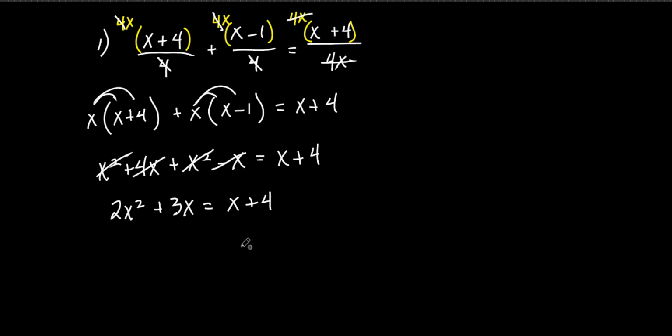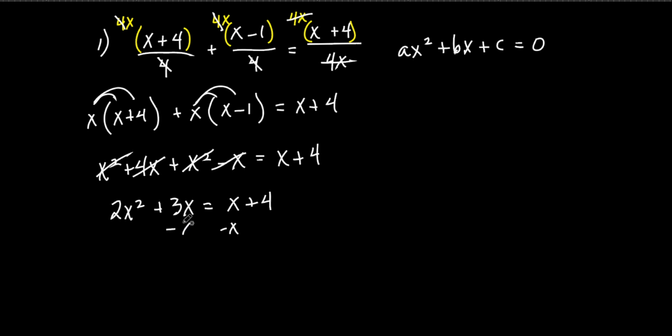Now I'm going to take everything, put it on the left-hand side. Because remember what I want this to look like. I want this to look like this. All right? I want all the stuff on the left-hand side, and I want it set equal to 0. So I have to get rid of this x. How do I get rid of this x?